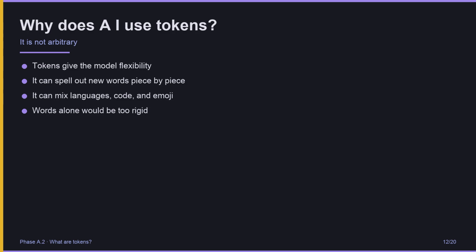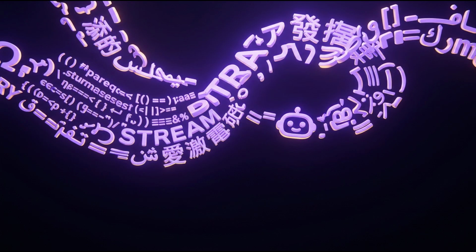If the model worked with whole words, it would be stuck. Any word not in its vocabulary would be a dead end. Tokens solve that. Tokens give the model flexibility. New words, mixed languages, code, emoji, all just tokens.